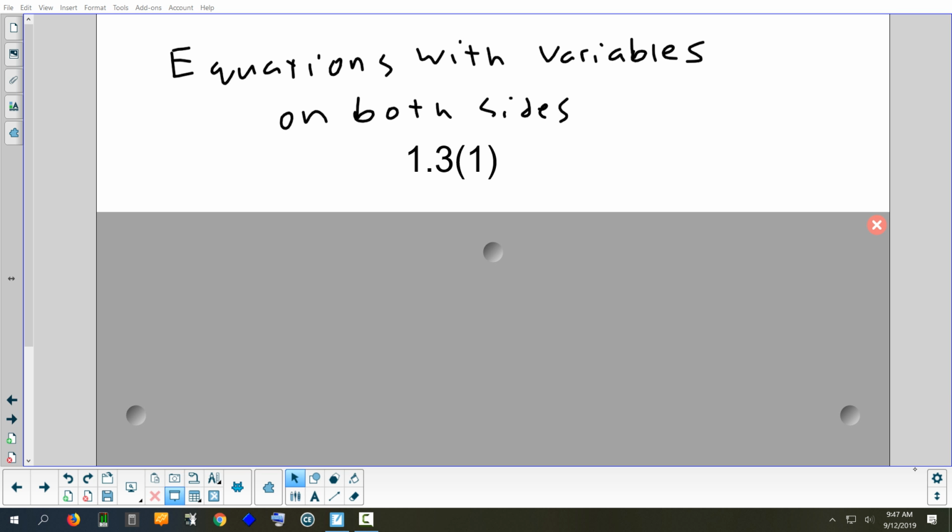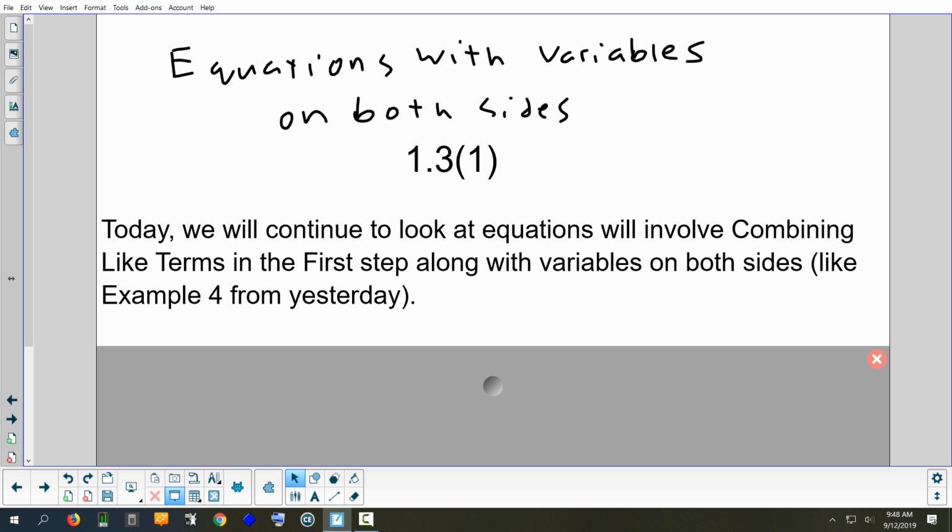All right, so last section we're going to look at this week is 1.3. We're just going to do kind of the first part of it. We're going to look at the next part of it next academic week. So we're going to continue looking at equations where you have to combine like terms.